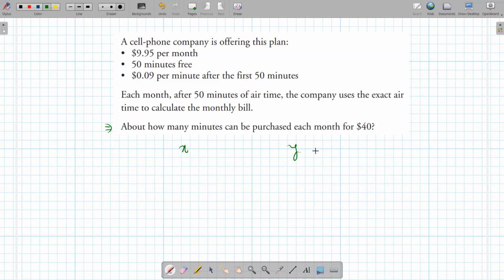So Y is the cost, right? Per month. And X is the minutes? The additional minutes. Okay, there we go. See, it's in the question. Basically, the answer is always in the question. You just have to be able to read it, yeah? So what would be an equation?